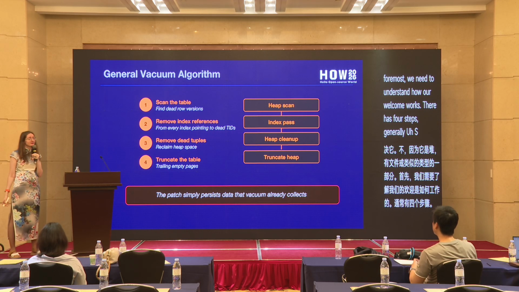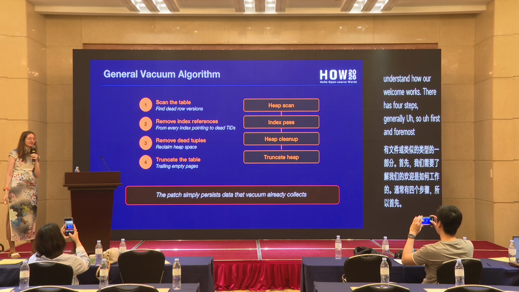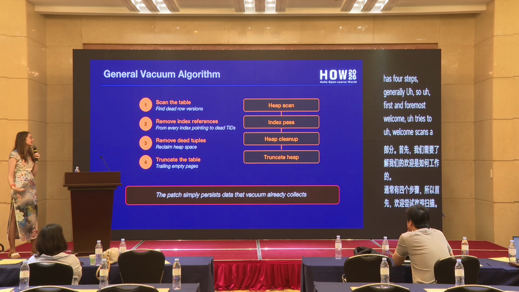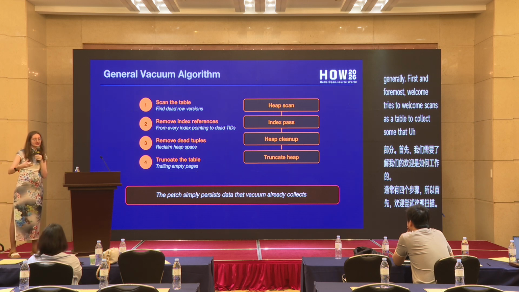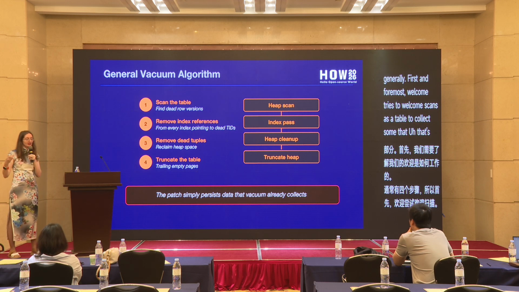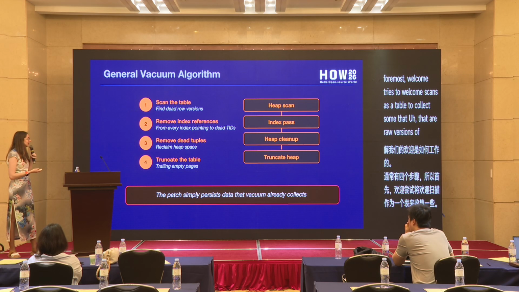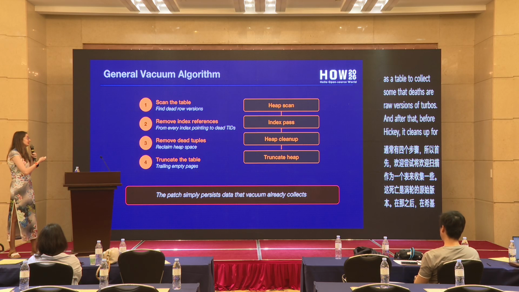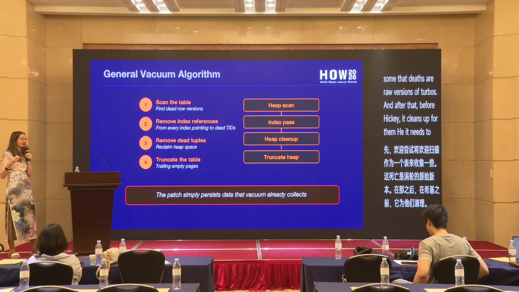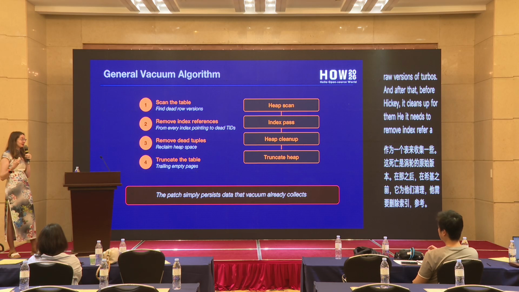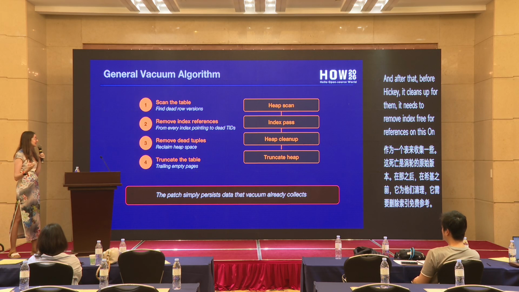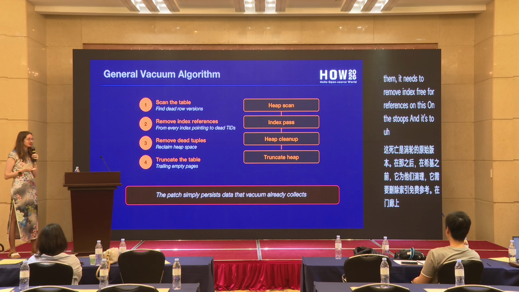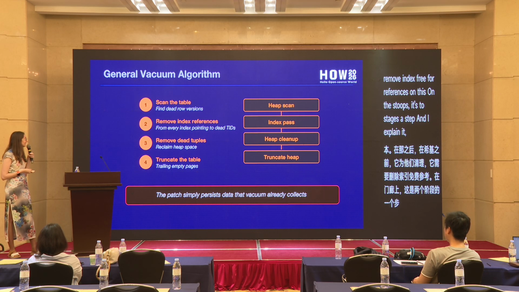First and foremost, vacuum scans the table to collect some dead row versions of tuples, and after that, before it cleans them up, it needs to remove index references on these tuples. It's a two-stage step, and I will explain why it is important.